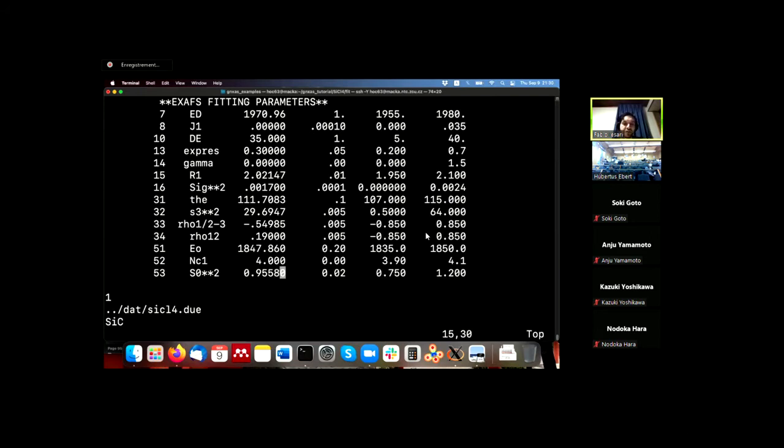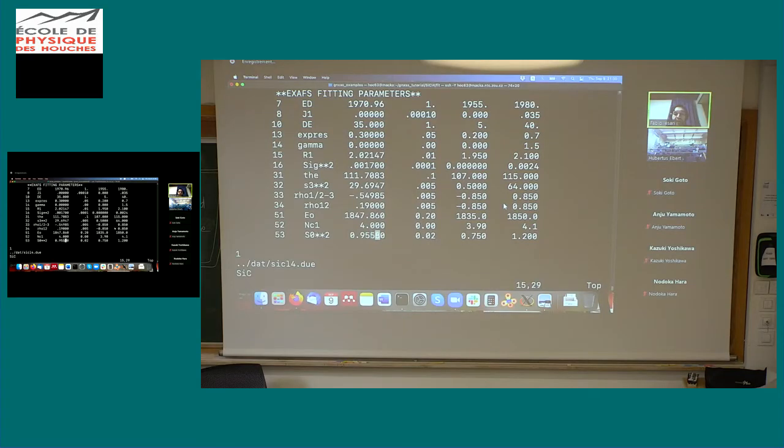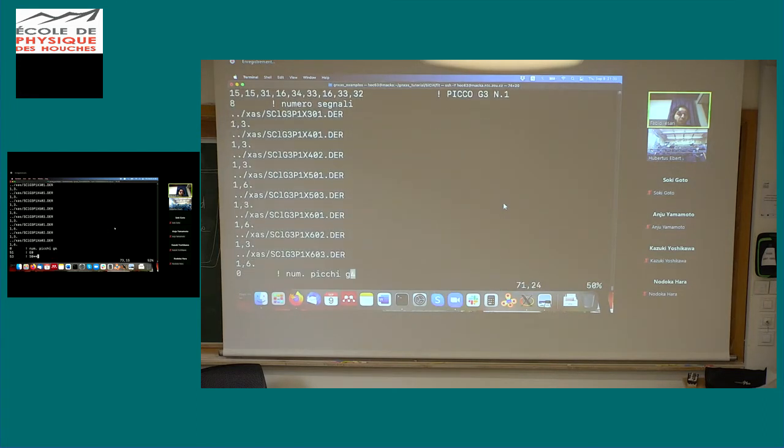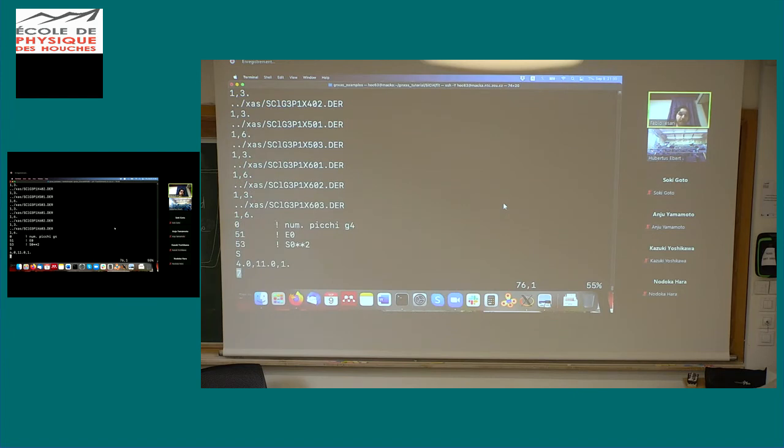Maybe you have seen it in other programs also. But this value is usually around 0.9. It's very close to 1. Sometimes it can be 0.7 depending on the system, but okay. So these two parameters are given here. First H0 and then S0 square.